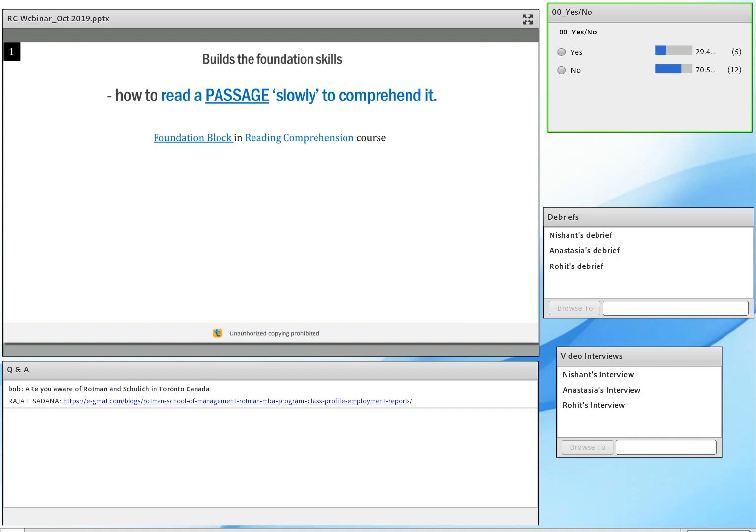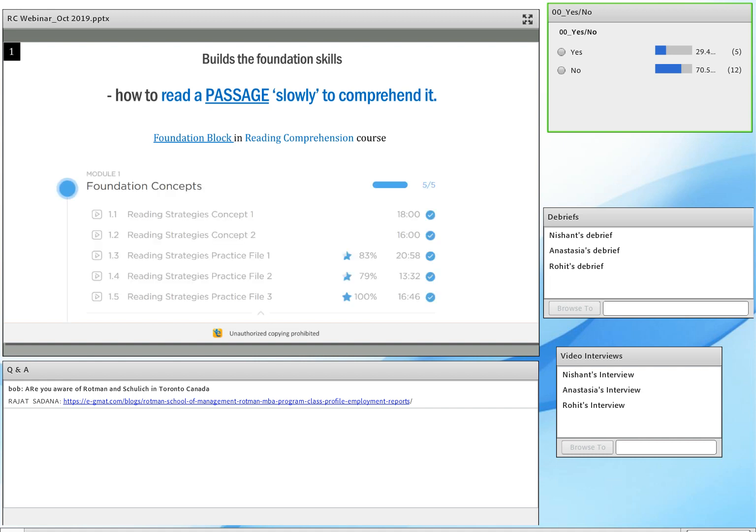Now, Rohit continued building his foundation skills. He came to the Foundations block in the Reading Comprehension course, in which he learned about the reading strategies. I have talked about reading strategies for just about 15 to 20 minutes in this session, and then I started showing you how to apply those reading strategies. In these 2 concept files, you're going to learn the reading strategies in a lot more detail.